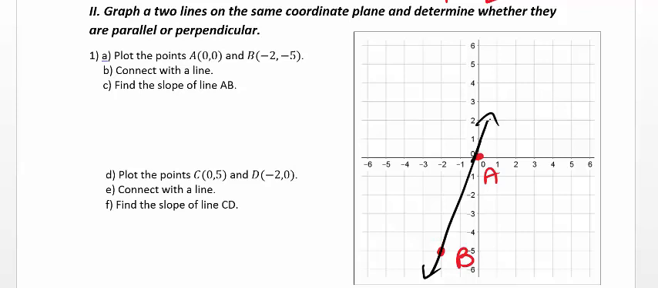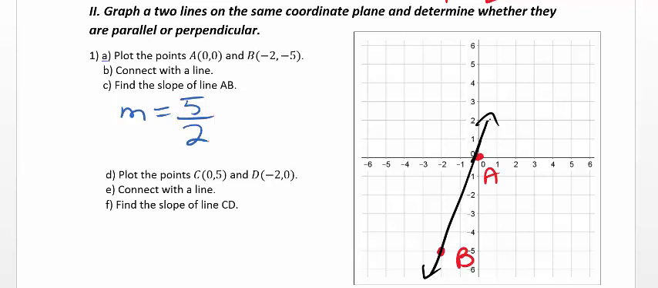Now I'm going to find the slope of line AB, and to find the slope of this line, I'm going to start with the point B, and I'm going to count up 1, 2, 3, 4, 5, and then to the right 2 to get to point A. So my slope is 5/2.